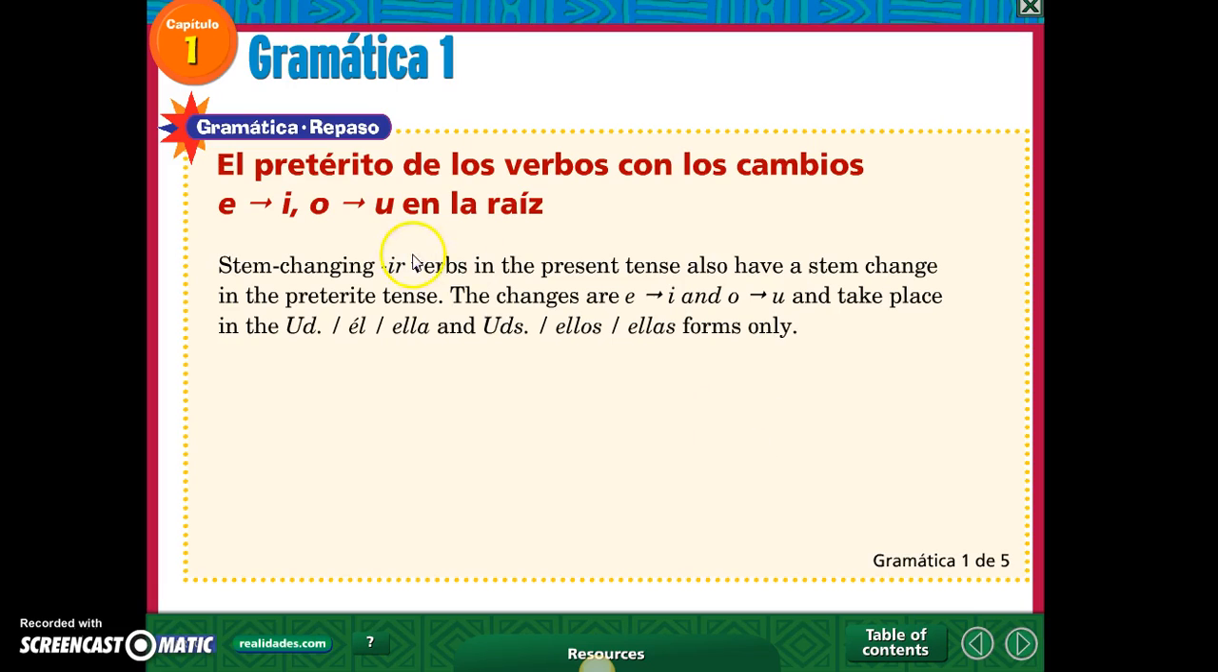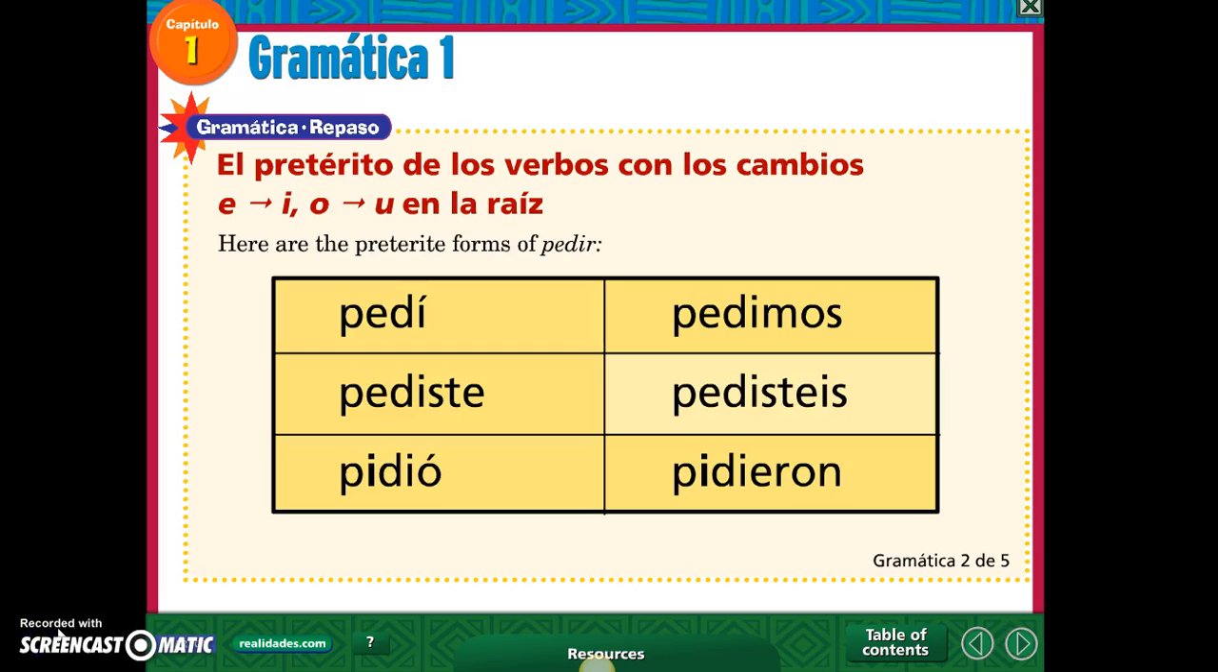Stem changing -ir verbs in the present tense also have a stem change in the preterite. They go from e to i and o to u. And they only take place in the usted, ella, and the ustedes, ellos, ellas forms. So we can use the verb pedir as a model of this. Here are the forms of pedir: pedí, pediste, pidió, pedimos, pedistes, pidieron.